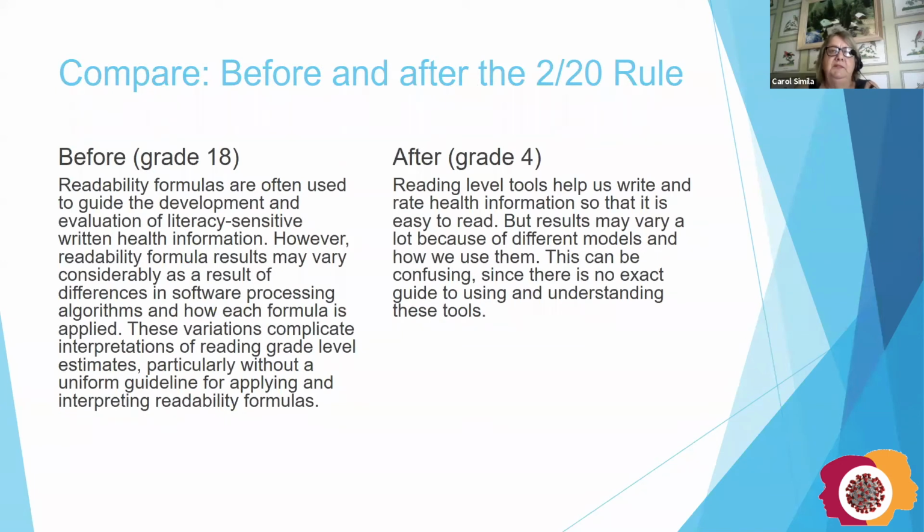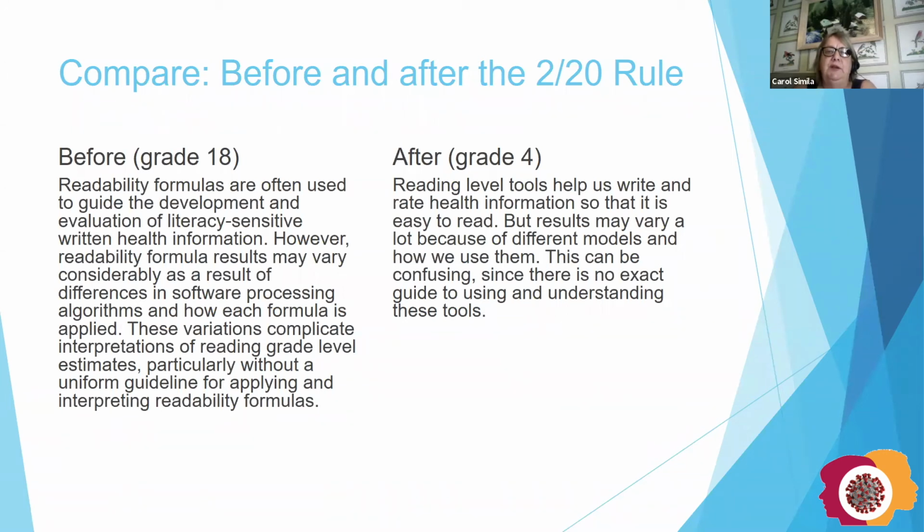Okay, so these are those two paragraphs before and after the 220 rule. And I'm not going to reread them. I'm not going to reread the first one because I look at a paragraph like this and I just see gobbledygook. Even glancing over it, you see literacy sensitive and readability formula and software processing algorithms and things like that. To me, that's just screaming gobbledygook.